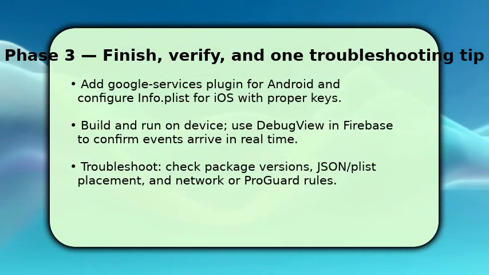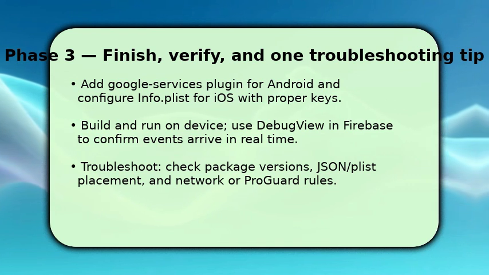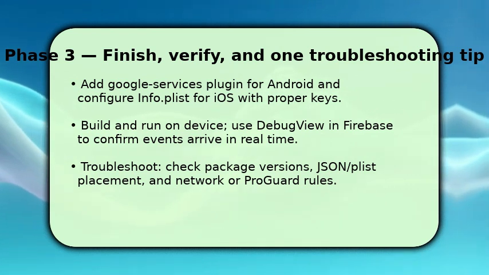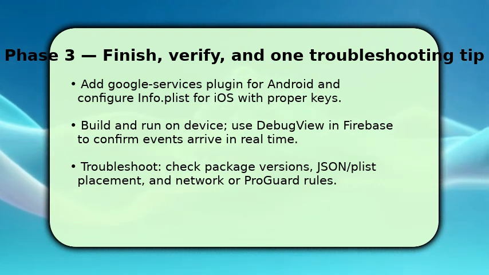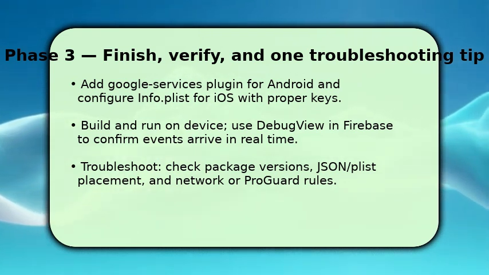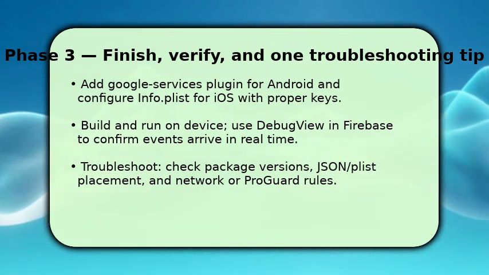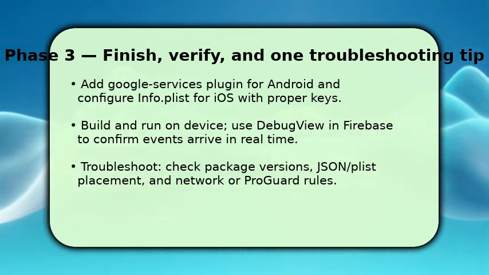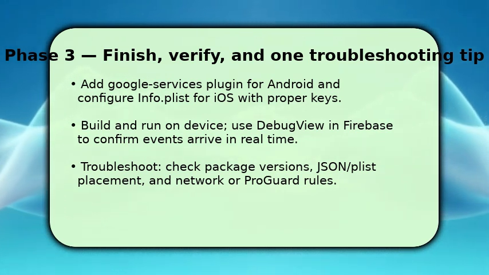Finish by wiring platform-specific configs and verifying event delivery. For Android, apply the Google Services plugin and build Gradle files. For iOS, ensure GoogleService-Info.plist is in Runner and the plist is added to the bundle. Build and run on a real device, then open Firebase debug view to watch events stream in. If nothing appears, check that the JSON/plist is in the correct folder, package versions are compatible, and that ProGuard or network restrictions aren't blocking analytics.